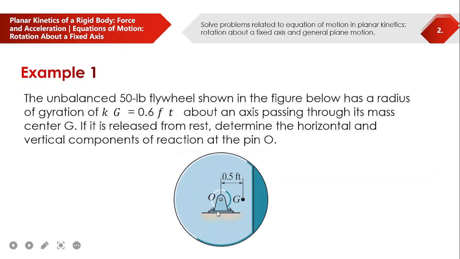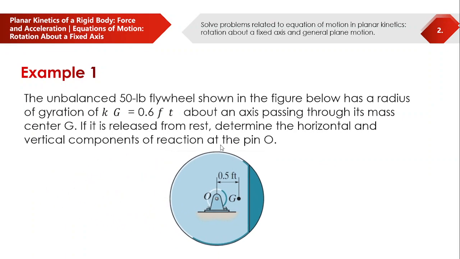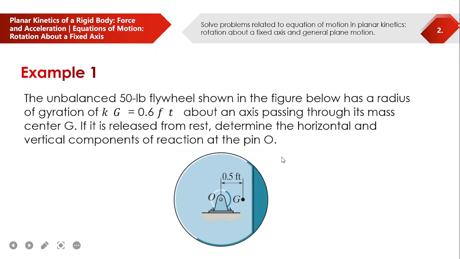So, what are the reactions here? Isn't it a pin? So it really has reactions with vertical and horizontal components. So how do we solve this? Let's solve this. Given are the weight of the flywheel, which is 50 pounds, and the radius of gyration, which is 0.6 feet. Why 0.6? Here it is only 0.5.